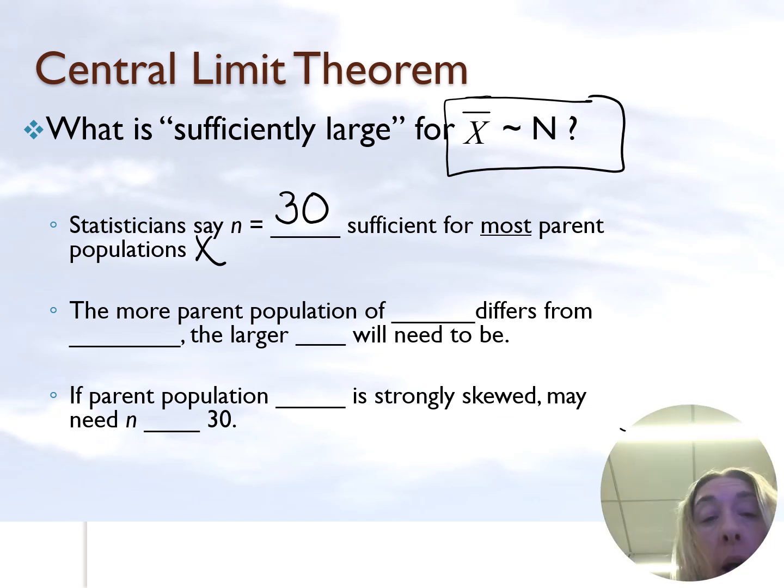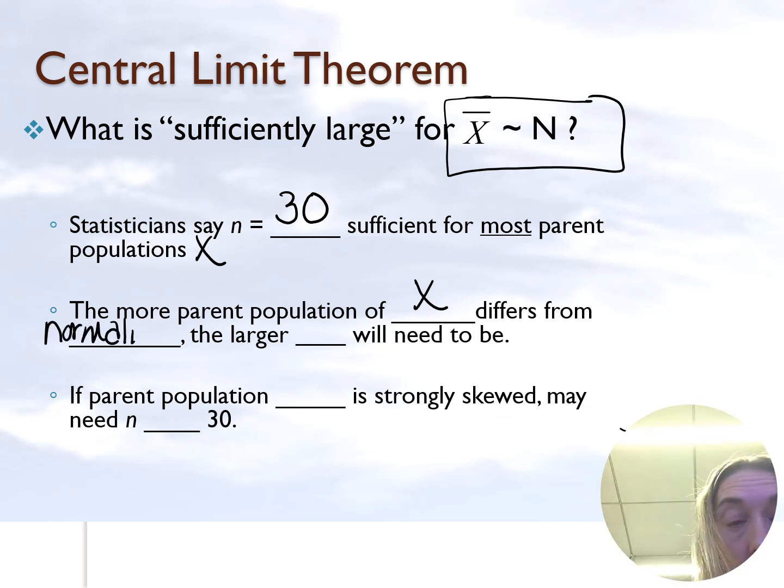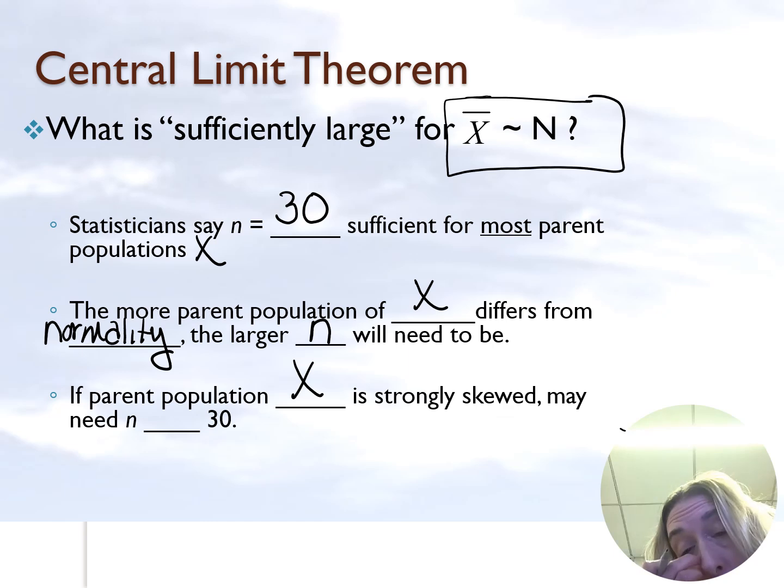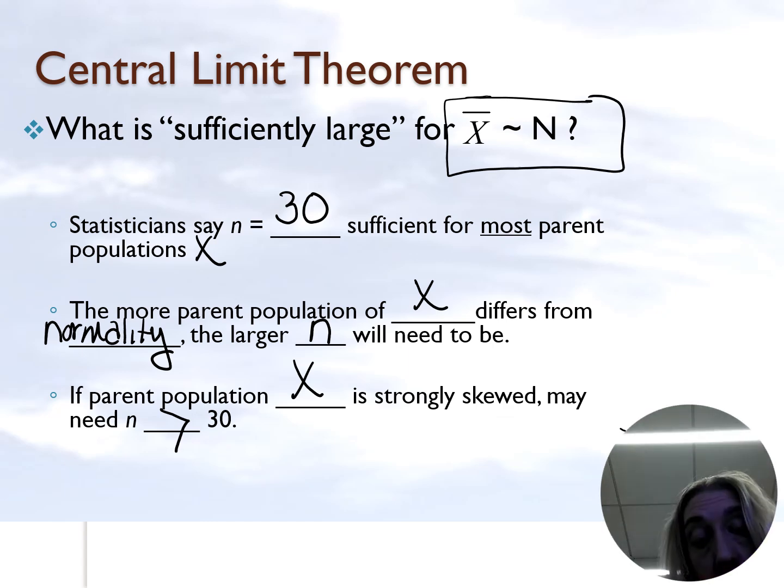However, the more the parent population of X differs from normality, the larger that n will need to be in order that X bar be normally distributed. So if your parent population X is, say, strongly skewed or differs greatly from normality, you may need an n greater than 30 in order to ensure normality of X bar.